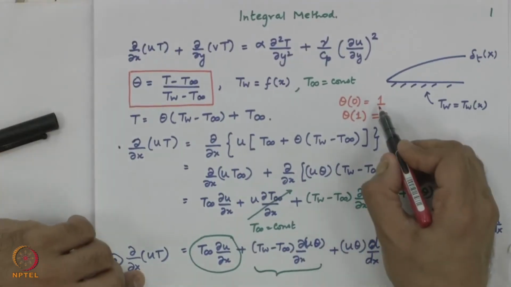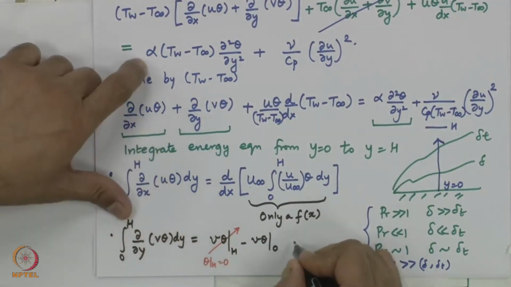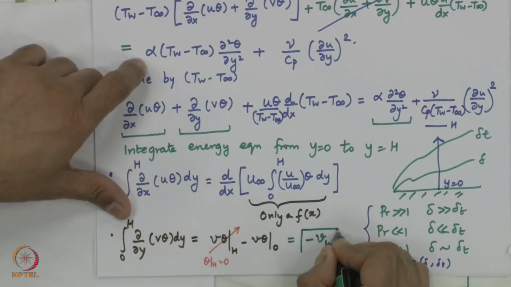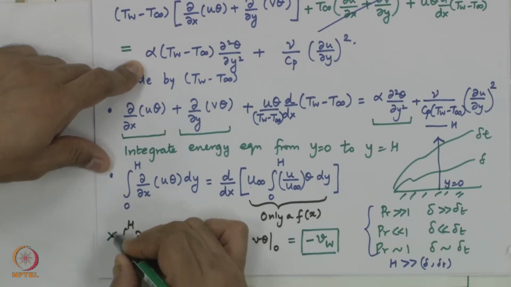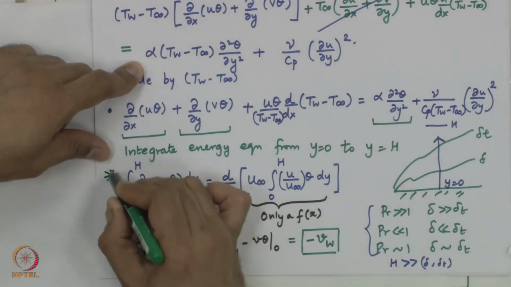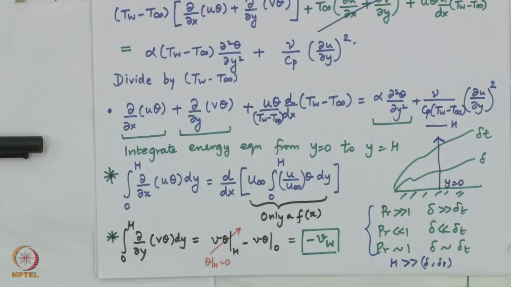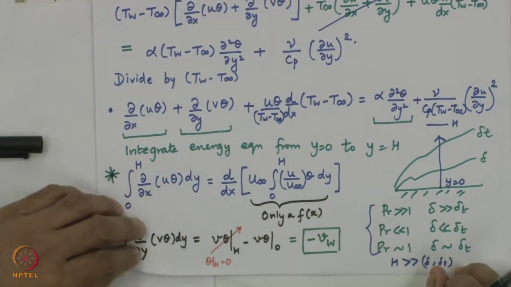Theta evaluated at 0 is 1. So, we are left with minus v at the wall, which is nothing but the suction or blowing velocity, Vw. So, two terms are now taken care of for integration. The first term changes to an ordinary derivative with an integral inside. The second term reduces to minus Vw.